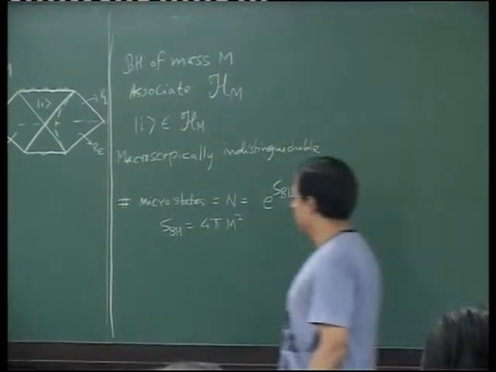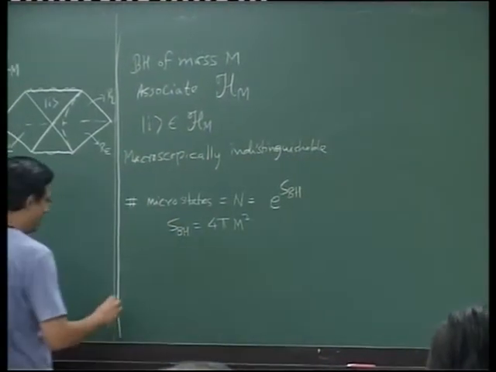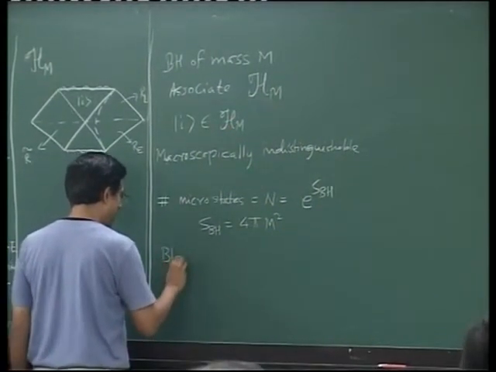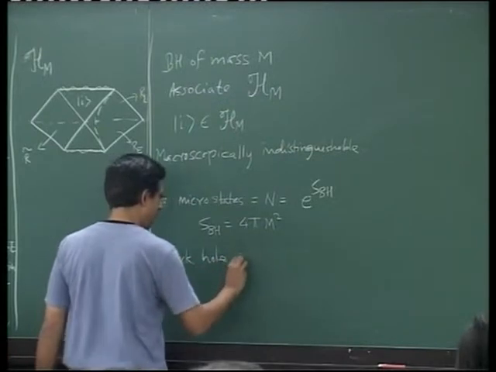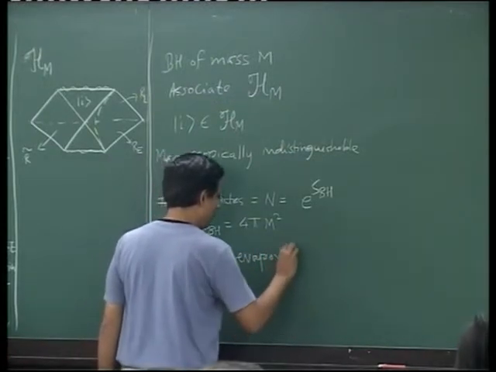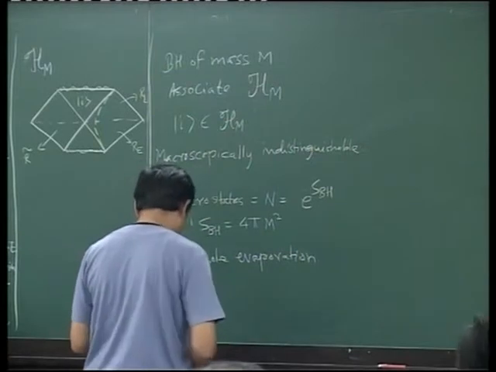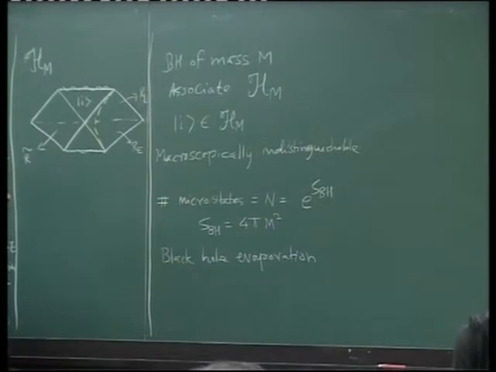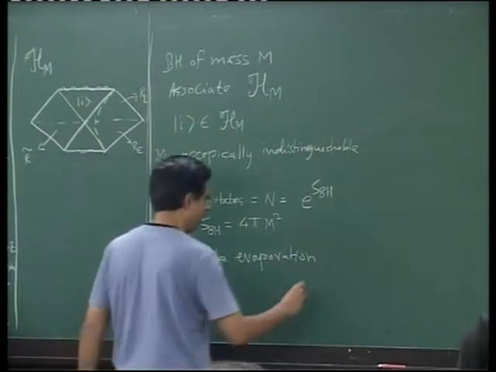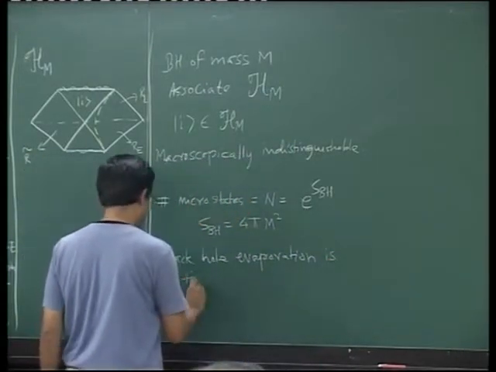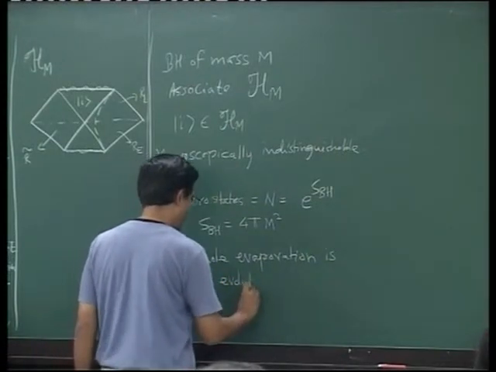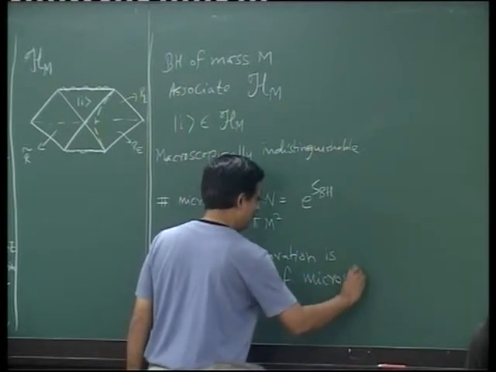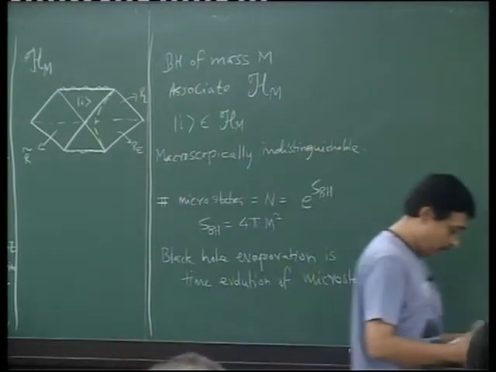Now the assumption here that they state explicitly is that black hole evaporation is basically treated as time evolution of all these microstates.